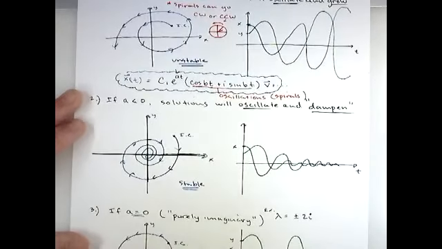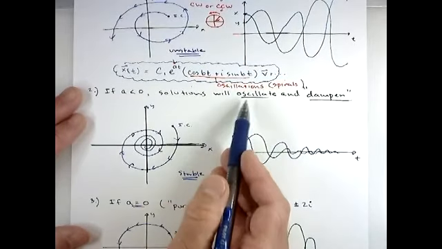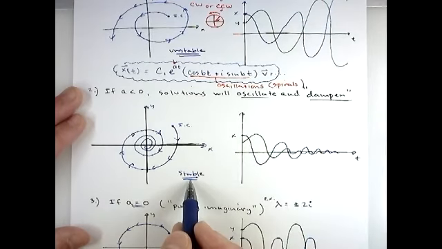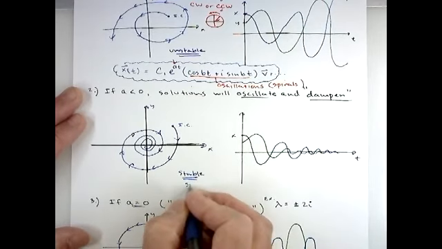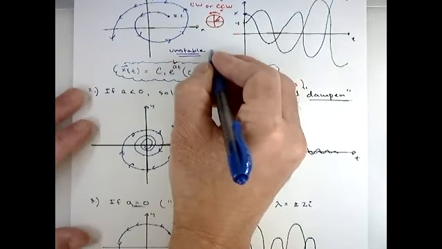If a is less than 0, that was the example we just looked at, you will get oscillations that dampen, and that would be called a stable spiral. Okay, these are all spirals, stable spiral. The one up here was an unstable spiral.